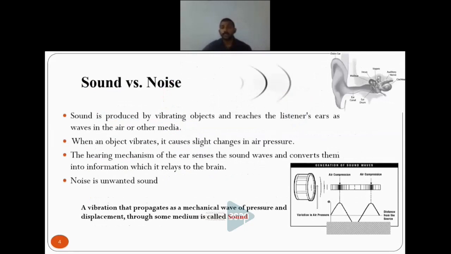Sound is produced by two objects vibrating, and it reaches the listener's ear as waves. So when two materials vibrate together, they produce a wave which reaches the listener's ear. That is sound, and we will see how the sound reaches the ear and how it is processed. Another thing is when the two objects vibrate, it causes slight changes in the air pressure.